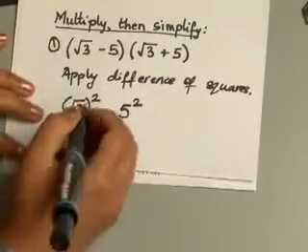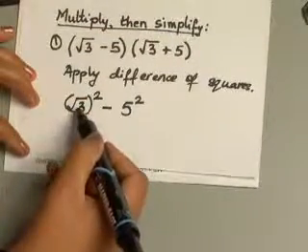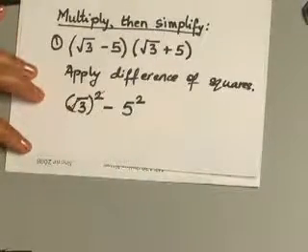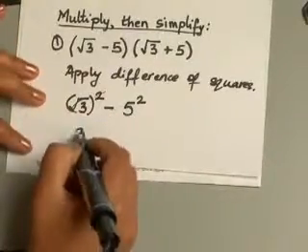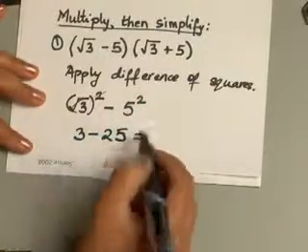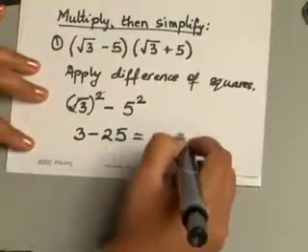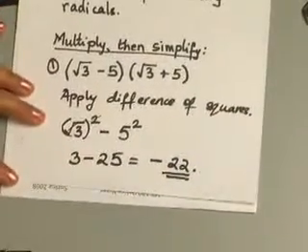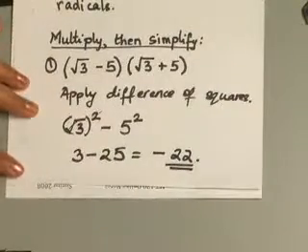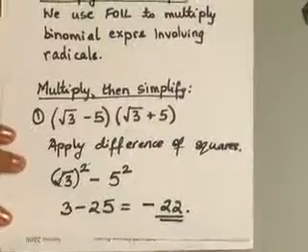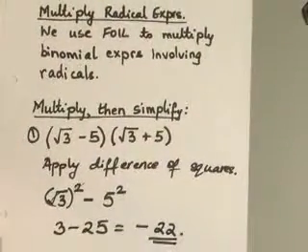And let's see what you end up with. 3 squared, remember again, squaring and square root are inverses of each other, so you end up with 3, minus 5 squared is 25, and that will give you negative 22 as your answer. So you can see by applying the formula here, you are saving yourself a lot of time and you come up with the answer more quickly.